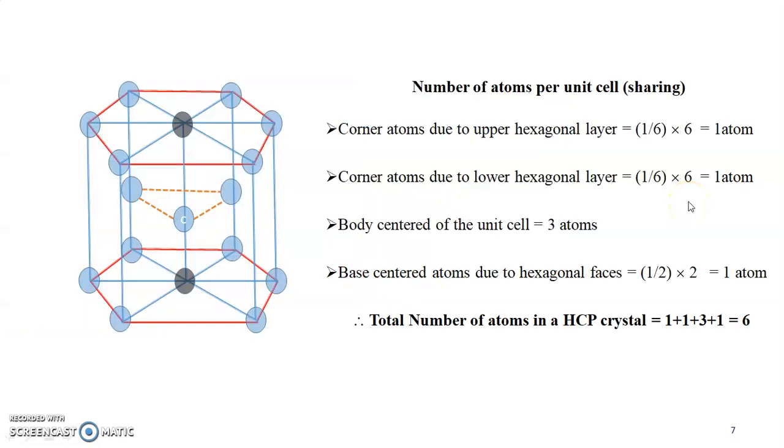Let us calculate the number of atoms per unit cell. Each corner atom is shared by 6 unit cells, so each corner atom contributes 1/6th of an atom. Upper plane has 6 corners, 6 into 1/6, 1 atom. Similarly, bottom plane has 1 atom. Middle plane has 3 complete atoms. There are 2 end-centered positions, and each end-centered atom is half an atom, so 1/2 into 2, 1. So the total number of atoms is 1 plus 1 plus 3 plus 1, 6.